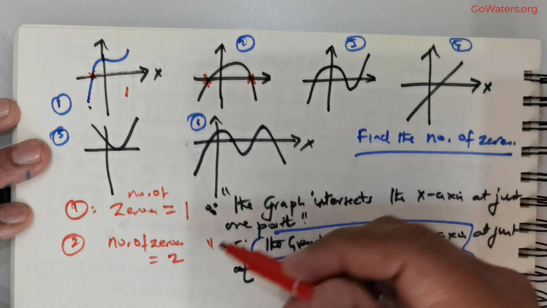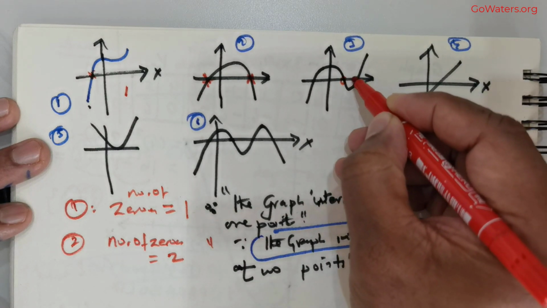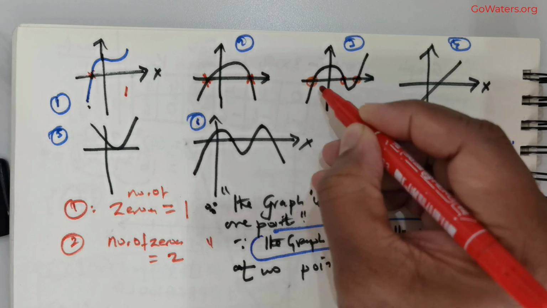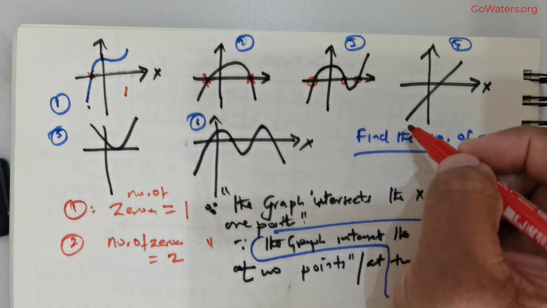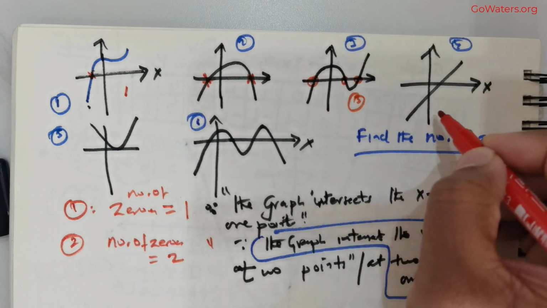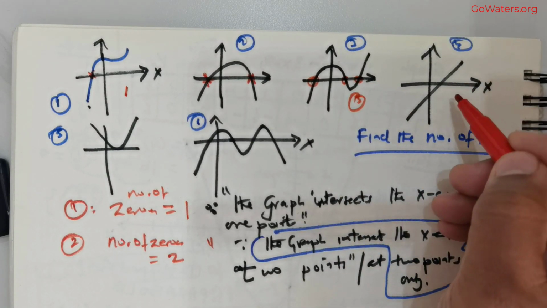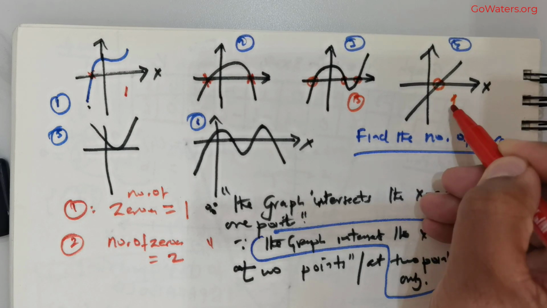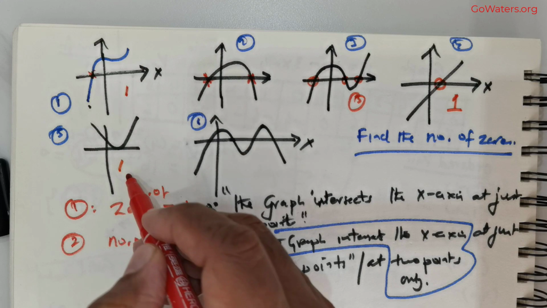Okay, coming to question number 3. How many intersections does this have? 1, 2, and 3, isn't it? You see that 3 points of intersection. So this has got 3. And how many intersections does this particular graph have? There's only 1 intersection. So this has got 1. And how many intersections does this have? This has just got 1.